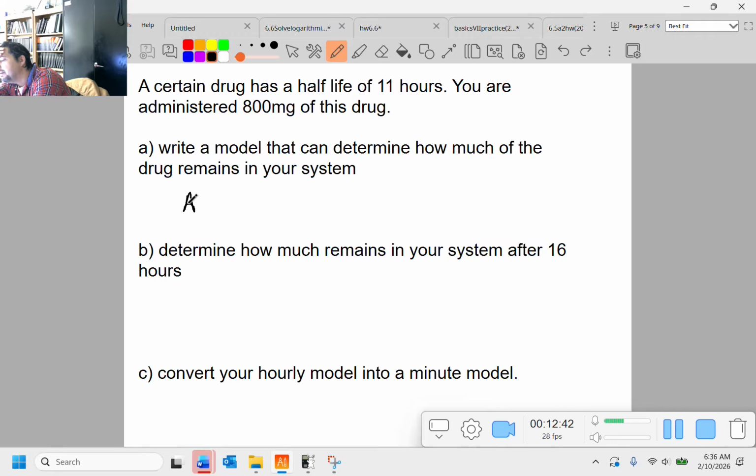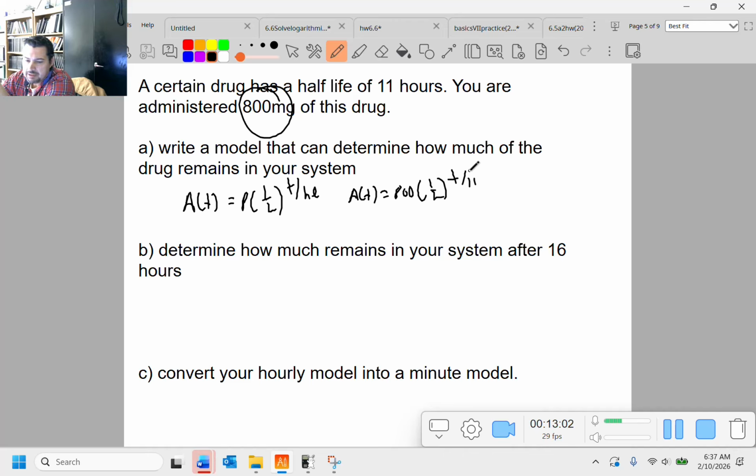All right, so the amount after time passes is simply the principal times 1/2 to the t over the half-life time. And most of you, after watching 2 of these, should be good. The amount after time passes, the principal of 800 milligrams, times 1/2 to the t over 11 hours. Easy peasy lemon squeezy. Determine how much of this drug remains in your system after 16 hours. Boy, it don't get any easier than that. We're just going to put a 16 there and be done.